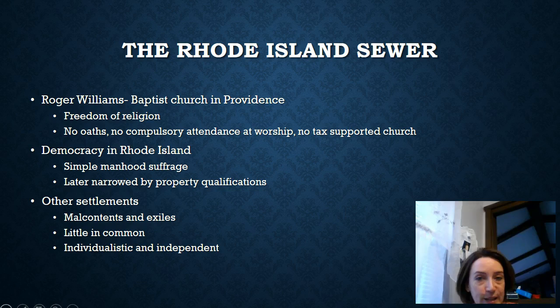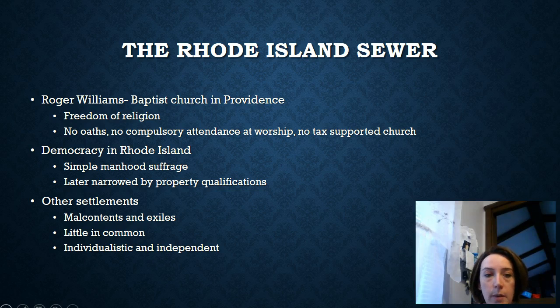And Rhode Island is a very, very fun kind of colony to talk about, because if you look at the chapter heading in this section, it's called the Rhode Island Sewer. We don't usually look at sewers as very attractive places. It's not that Rhode Island wasn't attractive, but rather everyone who didn't fit in or got ousted, mainly from Massachusetts, but other colonies as well, ended up in Rhode Island. And it's a much more tolerant place, which is great.